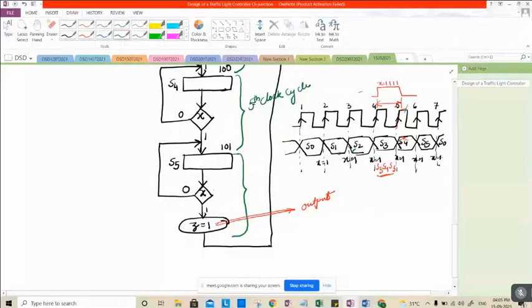Jyotsna, Dimple, JVS, Bindu, Gautam, Dattatreya, Sharanya.